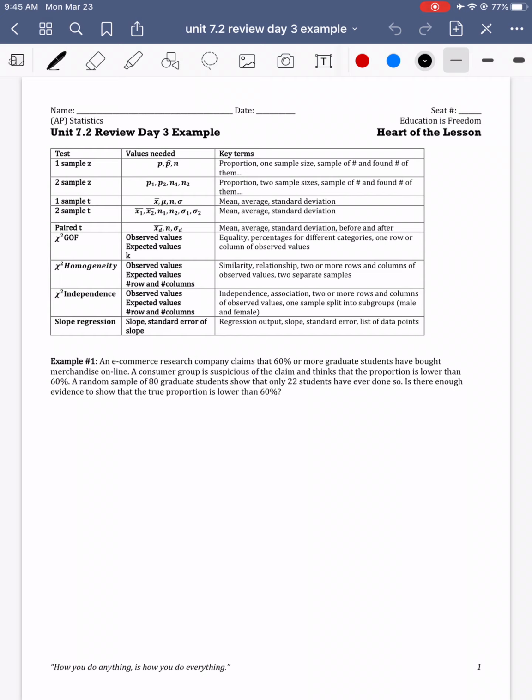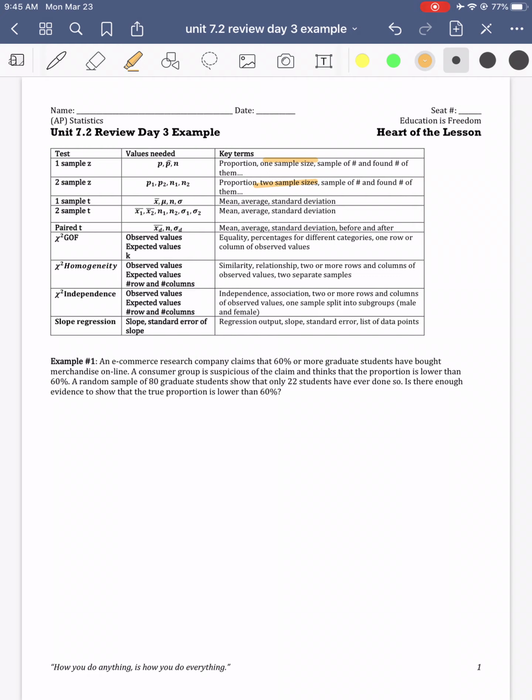So we have the actual values that are given to you, and then some key terms that you might want to look for in the problem. Looking at the proportion tests, these two are kind of similar to each other, except that we have 1 sample versus 2 samples.